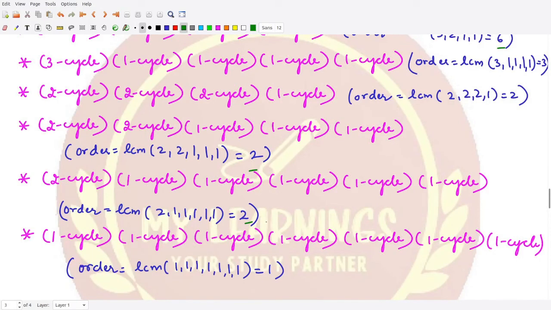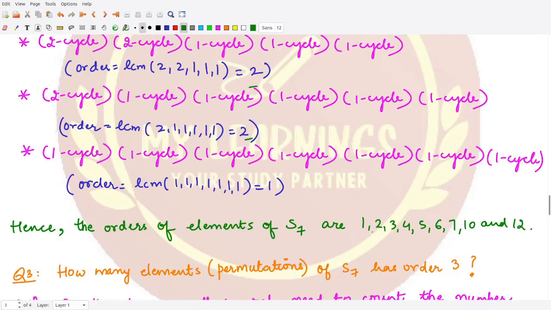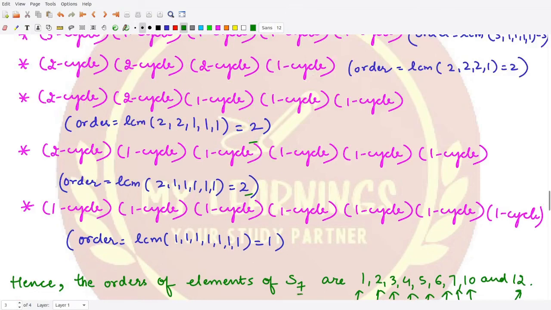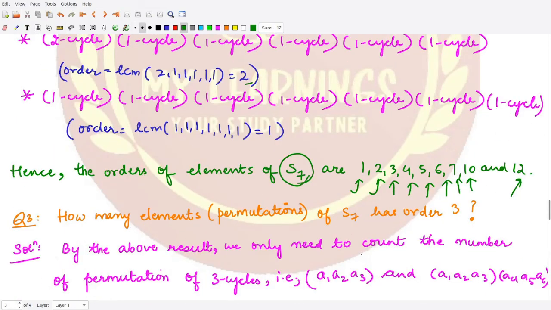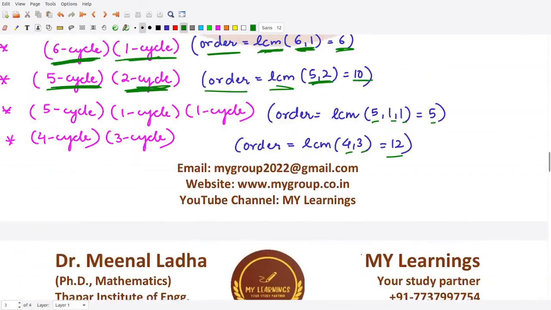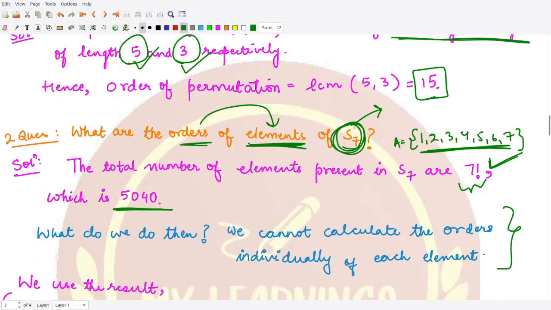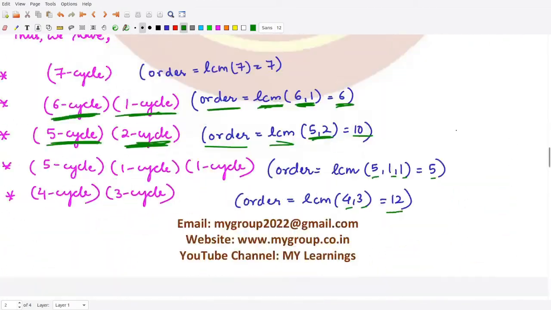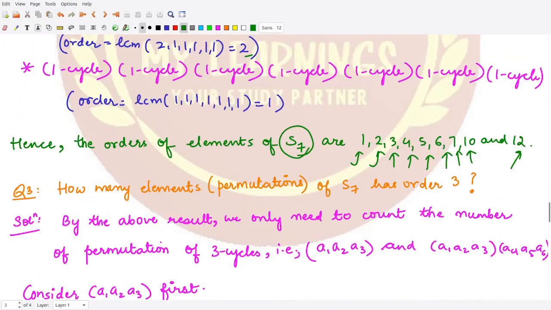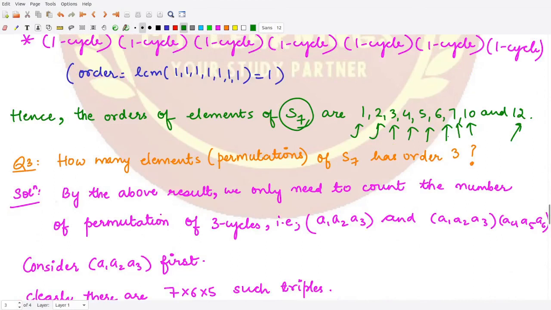So you see, for different cycle types we have the orders listed: either it is 1, or 2, or 3, or 4, or 5, or 6, or 7, or 10, or 12. So these many orders could be present within the permutation group S7, correct? So this is how we have calculated that within the group S7 the elements have order 1, 2, 3, 4, 5, 6, 7, 10 and 12.